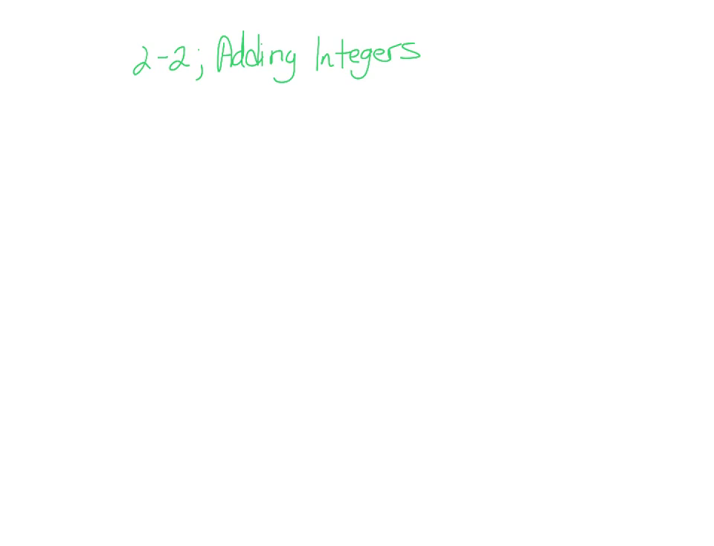Okay, so today we're going to learn how to add integers. Integers are negative numbers, 0, and positive numbers that aren't like fractions, they're whole numbers. There are a couple different ways of doing this. The first way is with a number line. So the problem is negative 3 plus a negative 6.